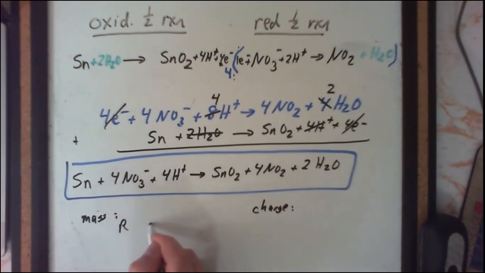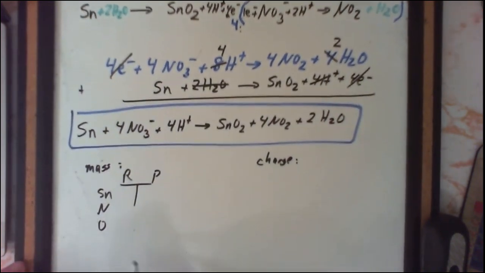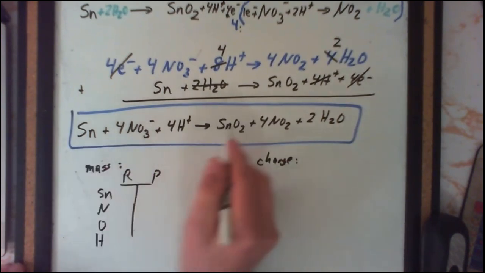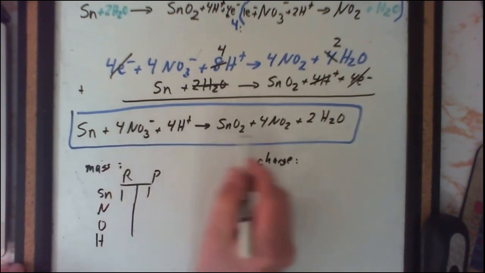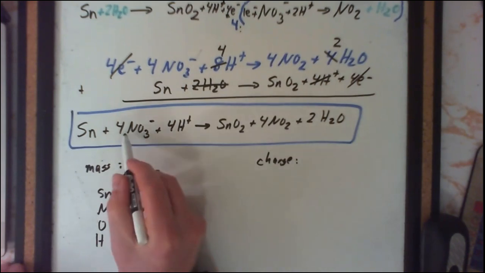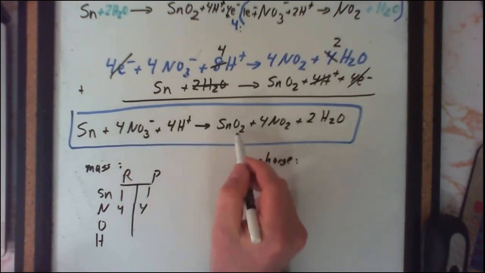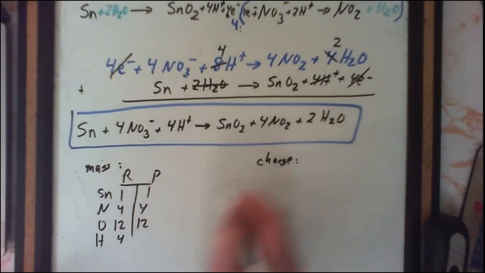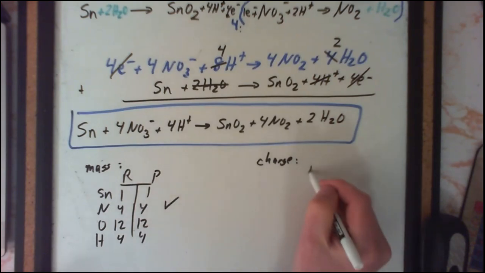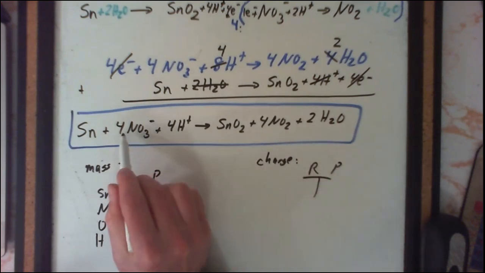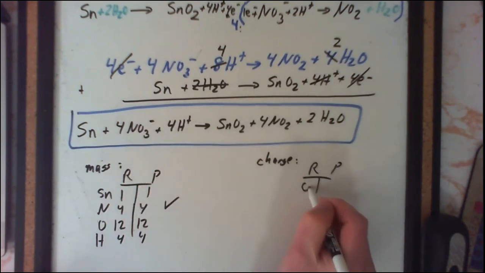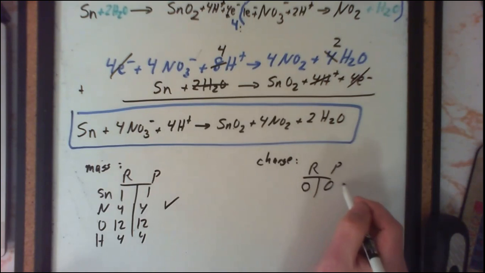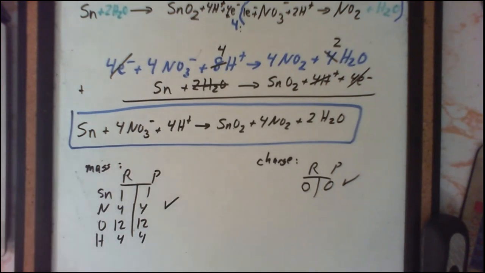So with mass, we have reactants and products. And we have nitrogen, oxygen, and hydrogen. So we have 1 and 1 for nitrogen, 1 and 1. Nitrogen is 4 and 4. Oxygen is 12, and 2 plus 8 is 10, plus another 2 is 12. And hydrogen is 4 and 4. So everything's mass balanced. And then by charge, we have -4 plus 4, 0 charge on the reactant side, and 0 charge on the product side total. So it's both mass balanced and charge balanced.